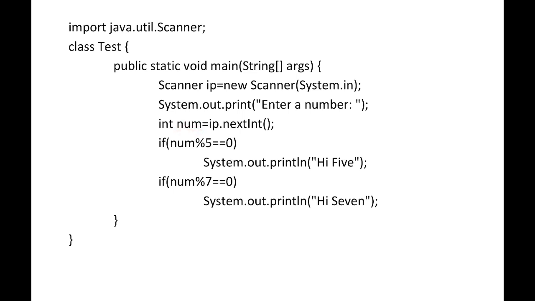Now we are checking whether num is divisible by 5 or not. So if num modulo 5 equal to 0, then print hi 5. Then if num modulo 7 equal to 0, print hi 7. So the statement System.out.println hi 5 is going to be executed when the Boolean expression num % 5 == 0 returns true. Similarly, the statement System.out.println hi 7 is going to be executed when the Boolean expression num % 7 == 0 becomes true. Otherwise, this statement is not going to be executed when num % 7 == 0 becomes false.